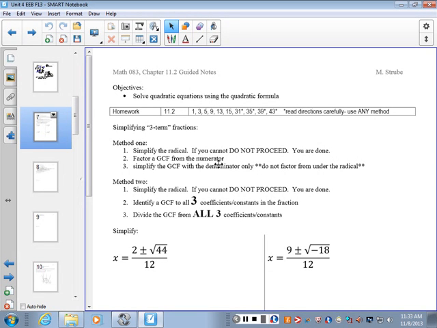So, we're going to talk a little bit today about how you might pick out a different method if you had a choice. And on your homework, it will say using any method.